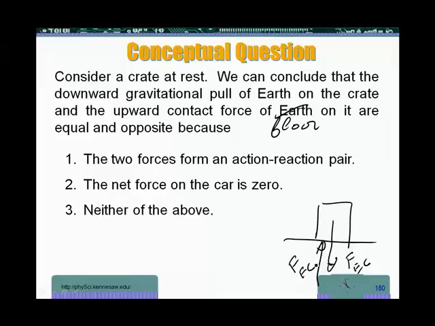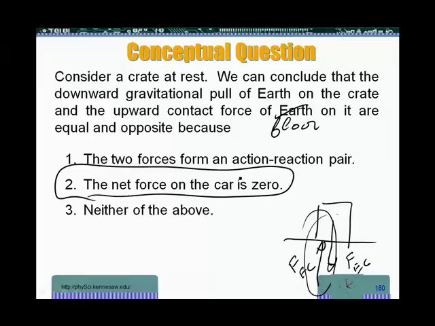Now, why would we say that these two forces are opposite in this case? Just because we know that these two forces are going to balance. How do we know that they are balanced? It's because we don't have acceleration along the vertical. So in other words, if the forces are balanced, the net force is 0. And there is another error here, crate. The forces cannot form an action-reaction pair because they are not of the same nature. They have to be of the same nature to form an action-reaction pair.